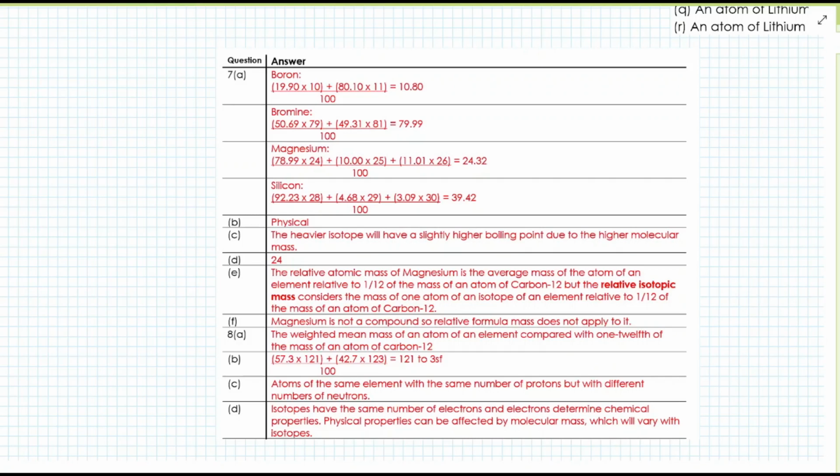So from this video, we've revised the structure of the atom a little bit, and we've revised how to work out the relative atomic mass using a weighted average approach. Okay, hopefully you found that helpful.